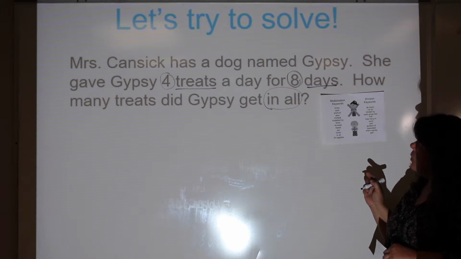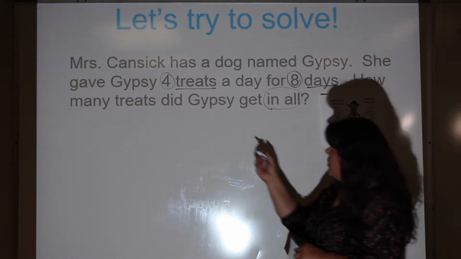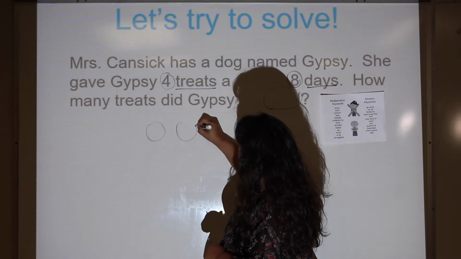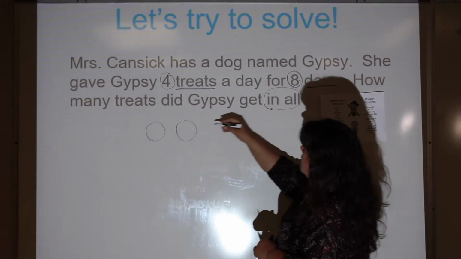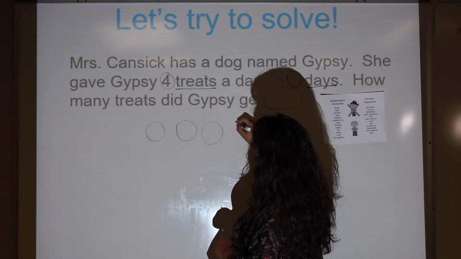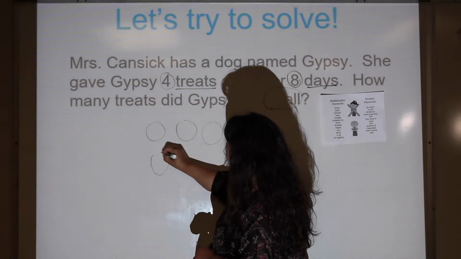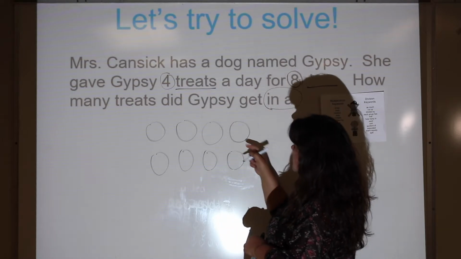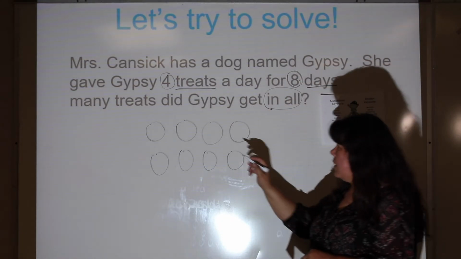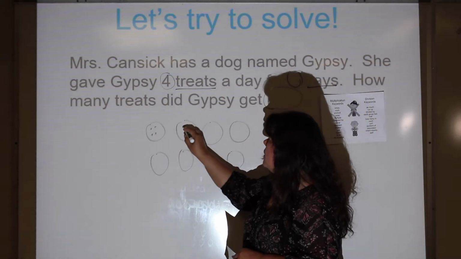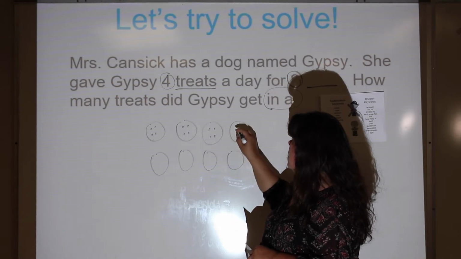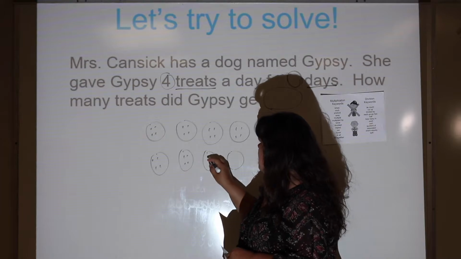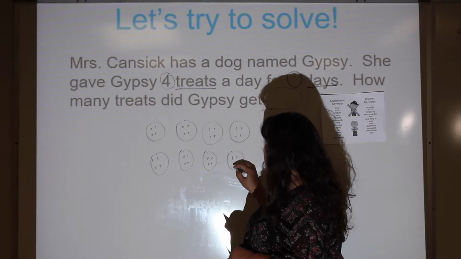So if she has 4 treats every day, I think I'm going to draw some circles. Here's one day. Here's another day. How many days does she do that? 8 days. 1, 2, 3, 4, 5, 6, 7, 8. That's my 8 days. And there's going to be 4 treats for every day. 1, 2, 3, 4, and so on for each day.